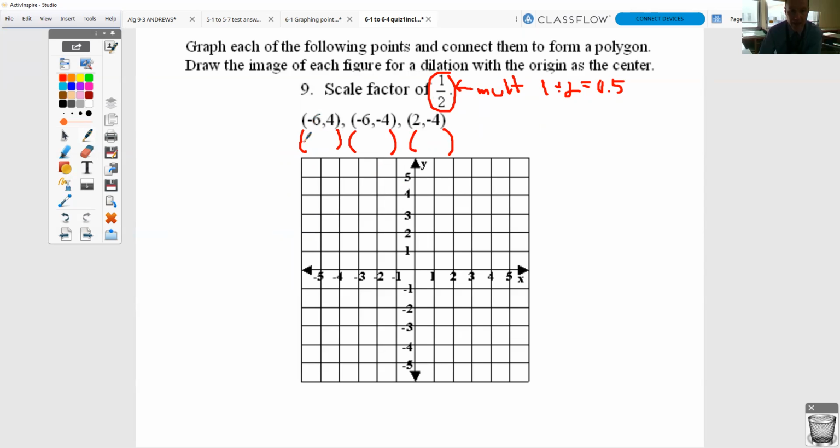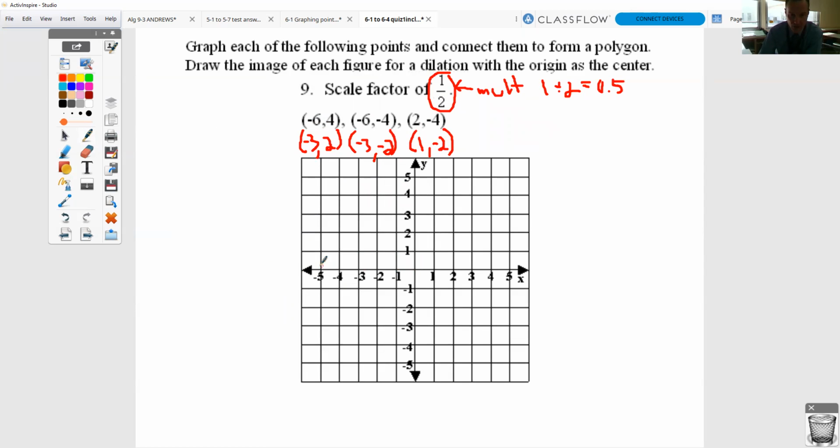So half of -6 is -3. Half of 4 is 2. Half of -6 is -3. Half of -4 is -2. Half of 2 is 1. Half of -4 is -2. So we have to graph two pictures. You have to draw your original one and draw your new picture.